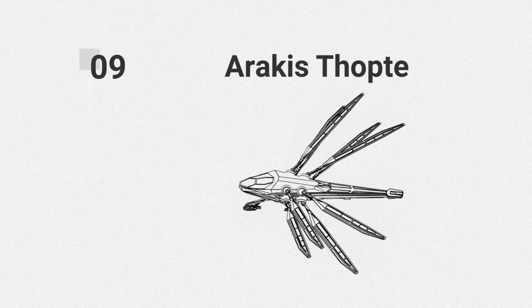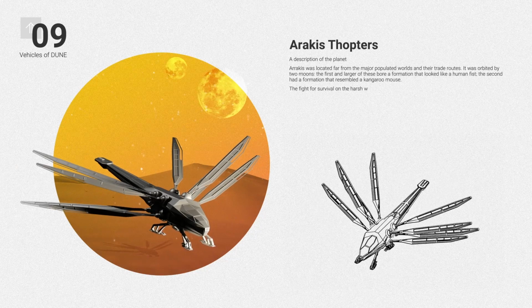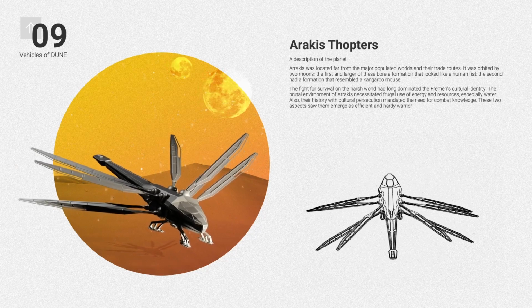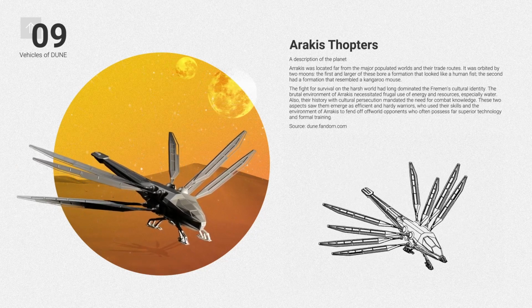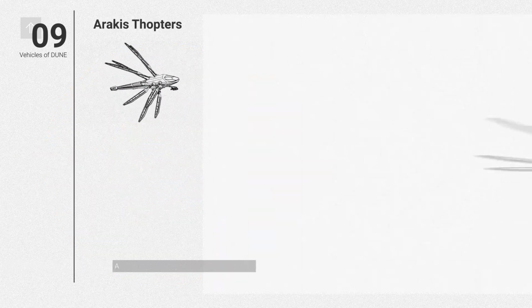9. Arrakis thopters. These dragonfly-inspired thopters can seat 6 people plus cargo. The visual style is intentionally analog, with blades that don't rotate but flap, just like a dragonfly's wings.